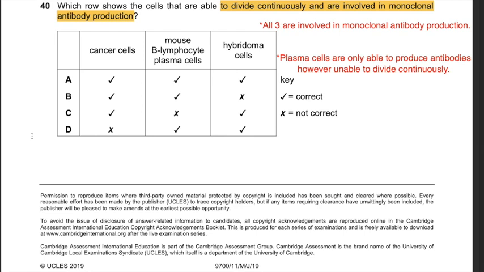Cancer cells are able to divide continuously and are involved in monoclonal antibody production. B lymphocyte plasma cells are unable to divide continuously, hence that is why hybridoma cells are obtained by fusing them with cancer cells to give the hybridoma cell the ability to divide multiple times and produce the required antibody. Therefore, the answer is C.